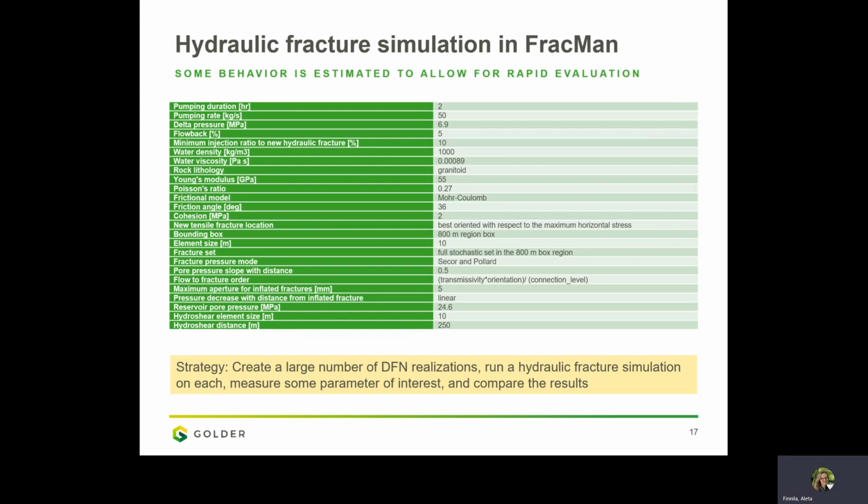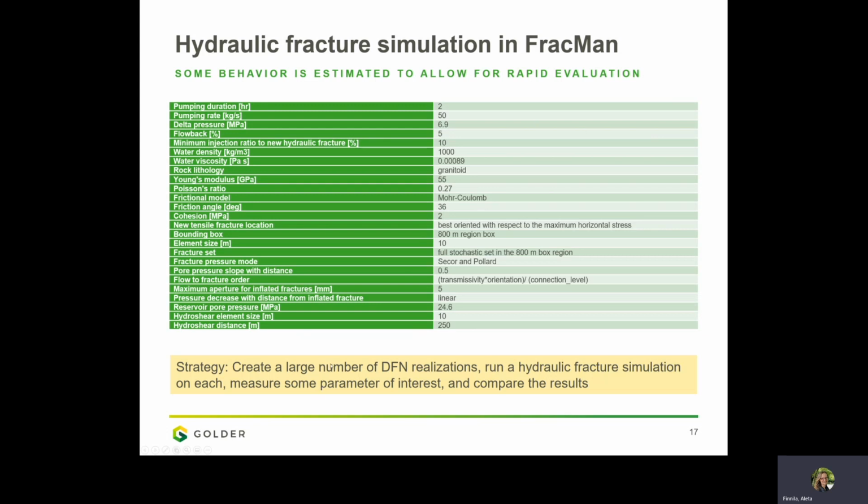The way FracMan does this sort of simplified simulation is, given these pumping durations and this pumping rate, there's a certain volume of water in this case that needs to be partitioned into both the existing natural fractures as well as a new induced hydraulic fracture. And so given this fracture set that we have, given their connections, how can you appropriate that volume of fluid in a time stepping fashion that's most appropriate given the stress conditions and their orientation?